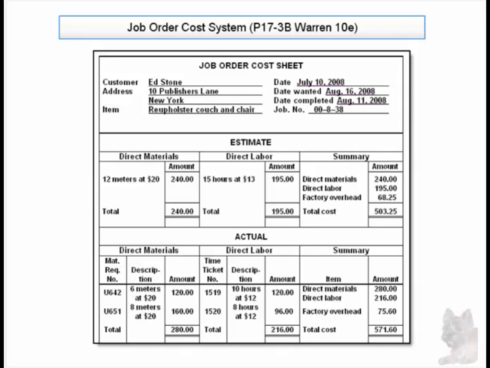Then near the bottom where it says actual, you see how we drop in the details that were given to us. We drop in the material requisition number, the description, and we total up the amounts once we multiply the meters times the cost per meter of direct material. We do the same thing with direct labor using the time ticket as the guide, and we come up with $216. And then we provide our summary. And what this allows us to do is, on one simple sheet, compare the estimate to the actual results.